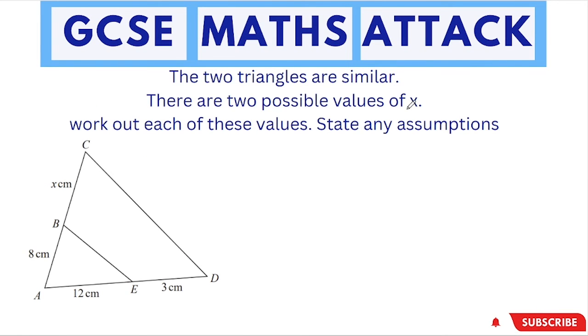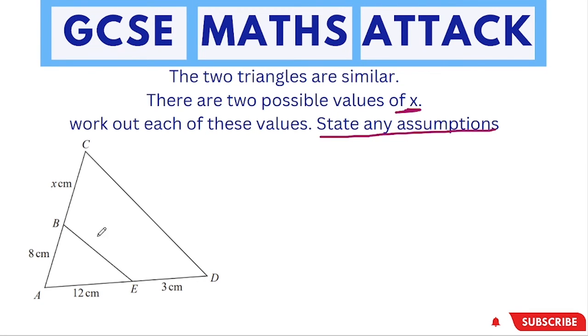Okay guys, so two triangles are similar. There are two possible values of x. Work out each of these values, state any assumptions. So we're told that there is two triangles over here and they are mathematically similar.